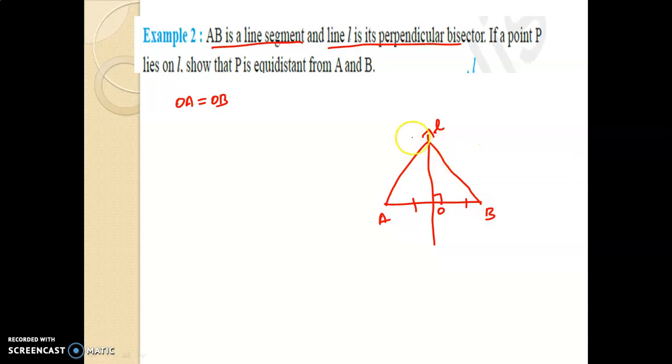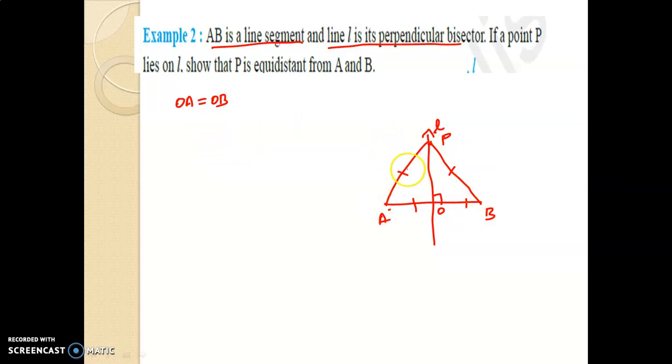So like this here. Okay. So here is the bisector, and if a point P lies on L, you can take this point as P here. Okay, this intersection point. P lies on L, show that P is equidistant from A and B. That is, this P is equidistant from A and B. That means that P is at equal distance from A and also B.